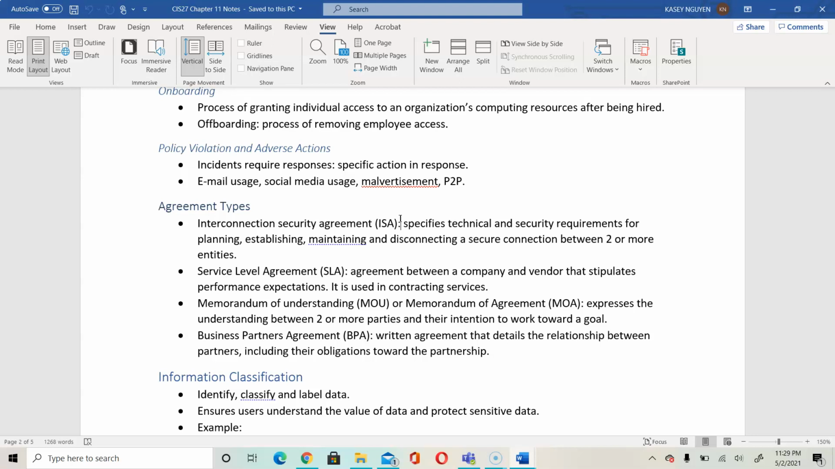Service Level Agreement, your SLA, this is an agreement between the company and the vendor. It stipulates performance expectations. It's used for contractual services. So a service level agreement could be an agreement for delivery, for example, on a monthly basis, or it could be for network connections from the internet service provider, or it could be for construction purposes. So there would be a lot of different areas where a service could be rendered based on that particular agreement.